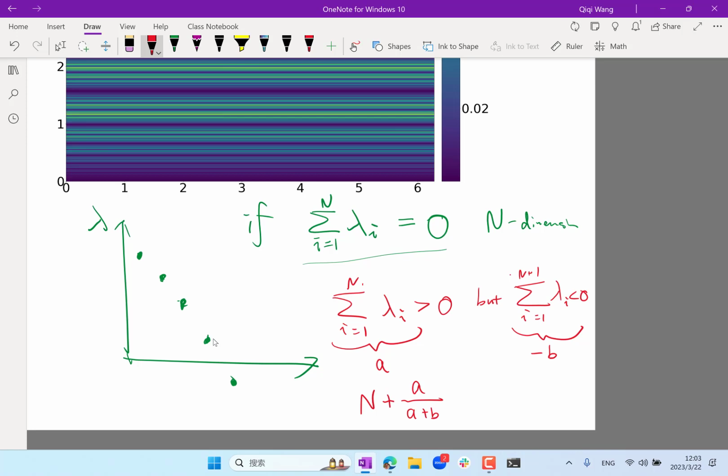Essentially, what happens is that if this sum is very close to 0, and if you add one more Lyapunov exponent, it's going to be way negative, then the dimension is going to be closer to n. If a is much smaller than a plus b, so b is large while a is small, then the dimension is closer to n. On the other hand, if b is small and a is large, then the dimension is going to be closer to n plus 1.